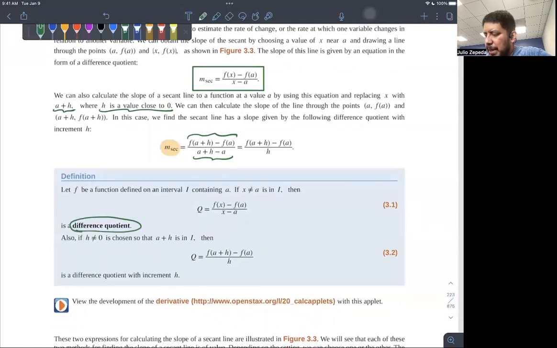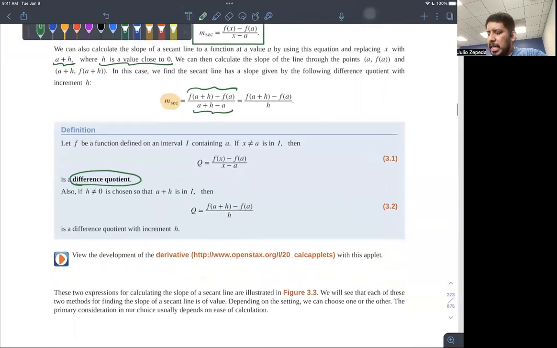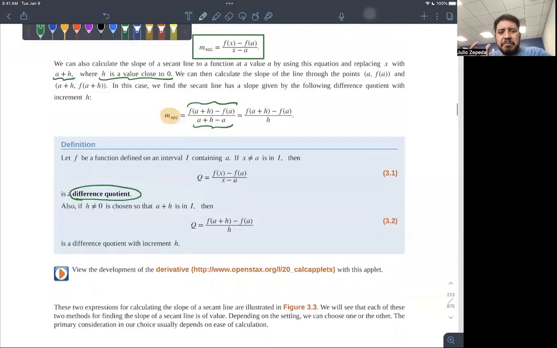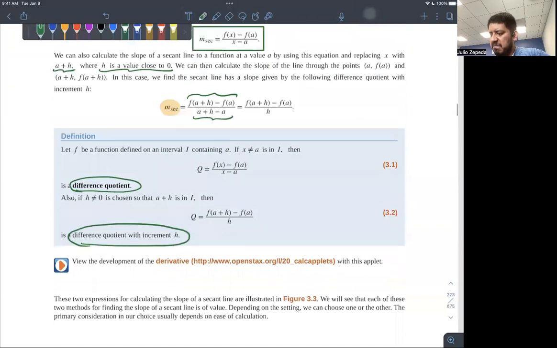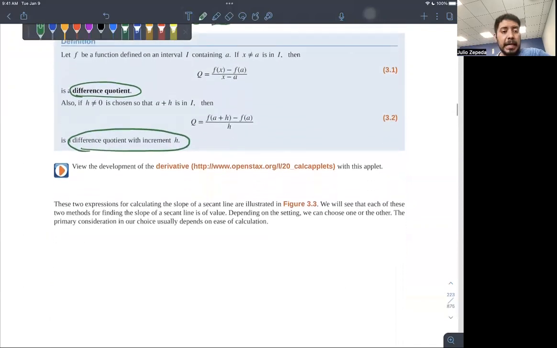Okay, so basically it's just saying you can choose any x value inside of an interval close to the value a. Okay, and then we also define the difference quotient with increment h, defined this way. Okay, nice. These two expressions for calculating the slope of a secant line are illustrated in figure 3.3.